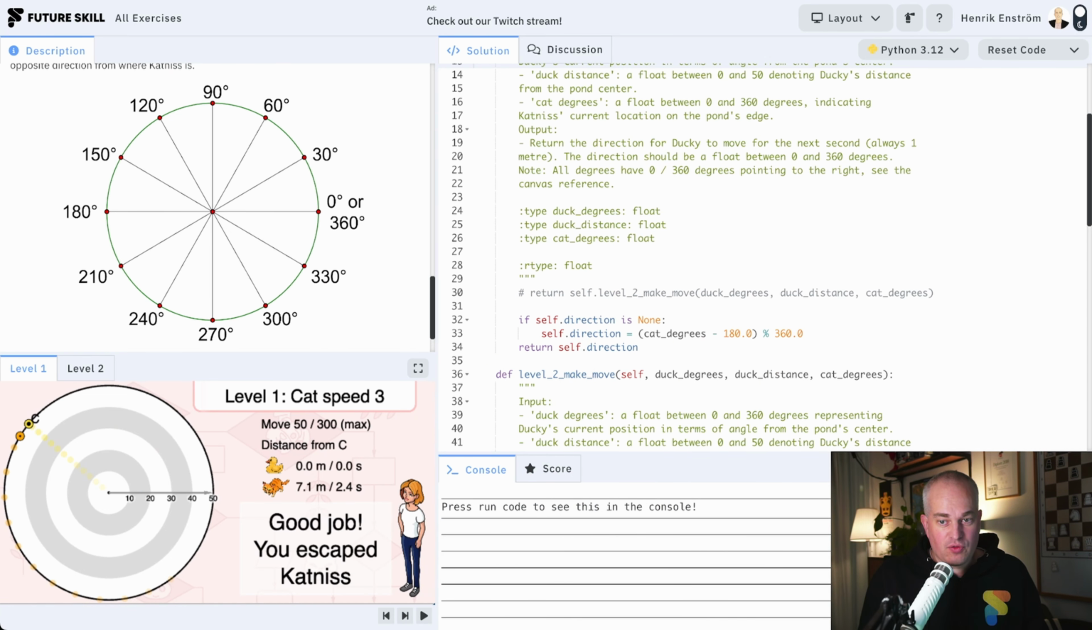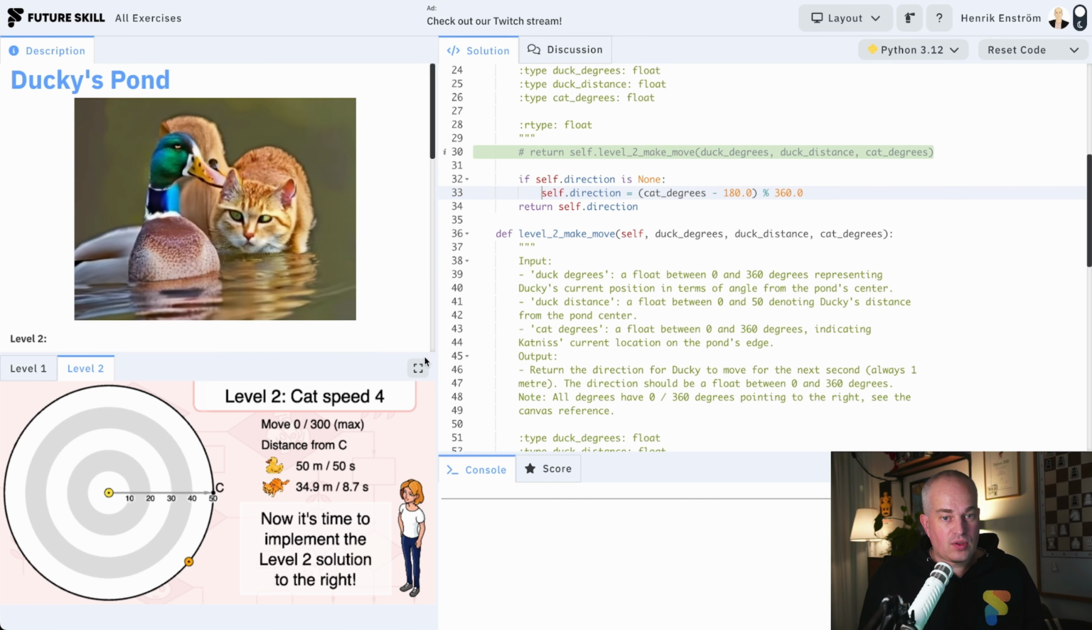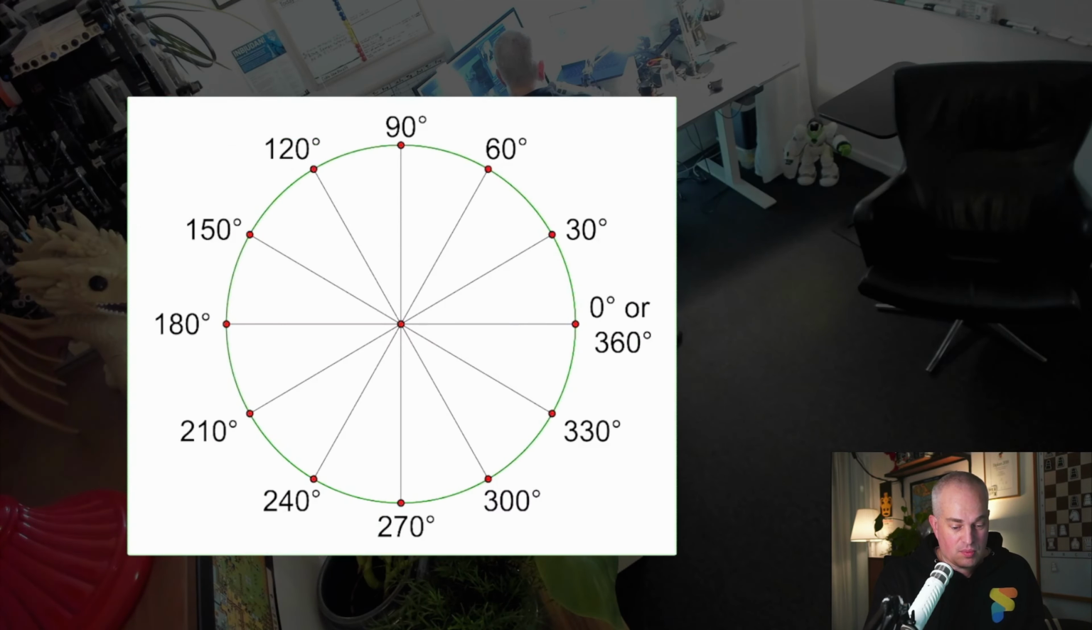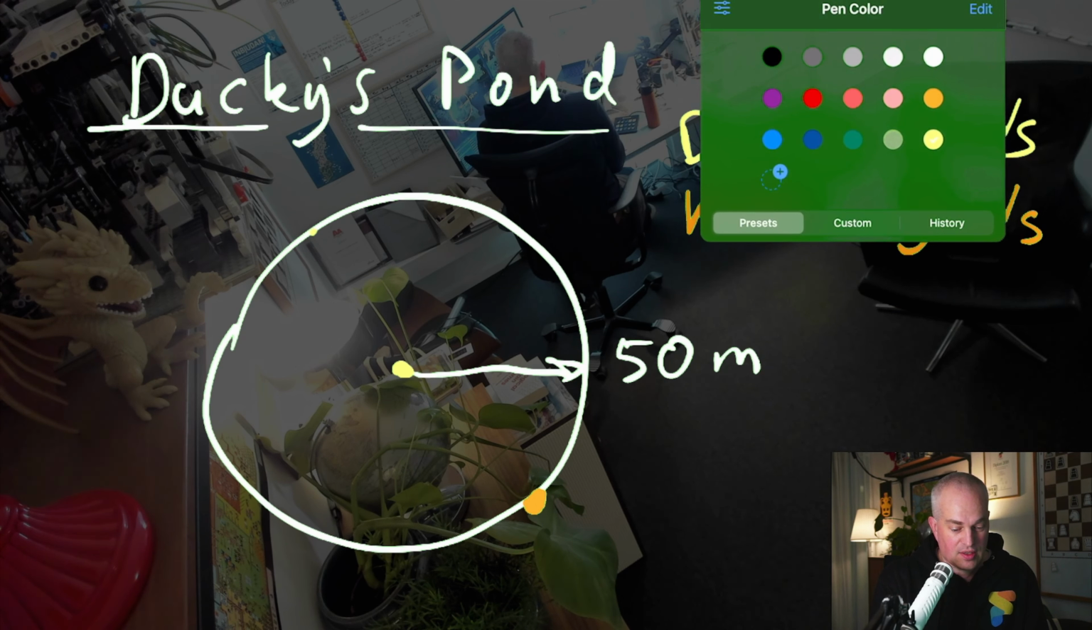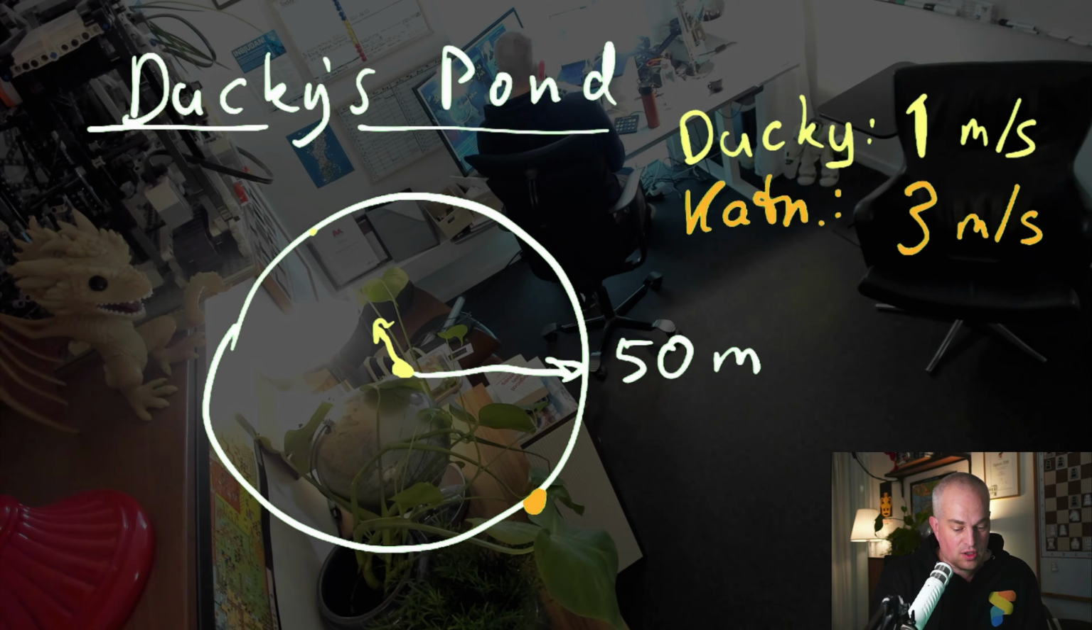Now let's go to cat speed 4. So here instead we need to do something more clever. First I'm going to explain the solution a little bit, maybe on my drawing that I have here. I'll remove a little bit of the drawing we had before. What we want to do, as the yellow one, the duck, is find a circle where we are still faster than the cat. So there's a little bit of math behind that. We can check how that looks.